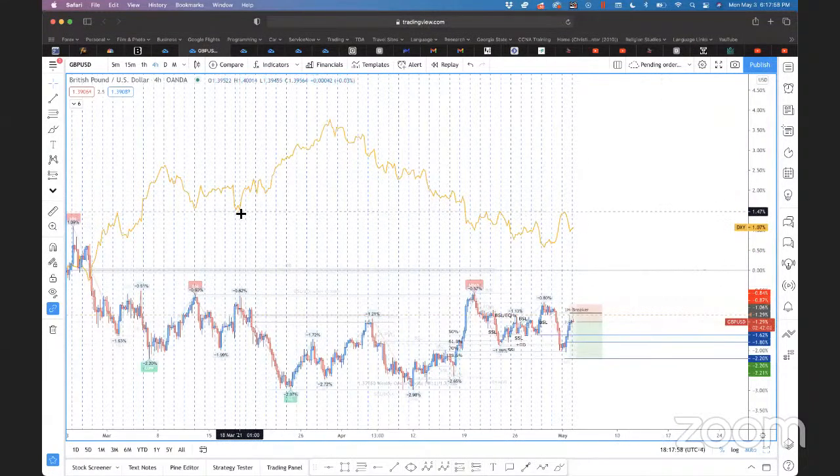So this low made this high. This high made this low, versus the dollar right here. We continually, from this point, started a downtrend, right?